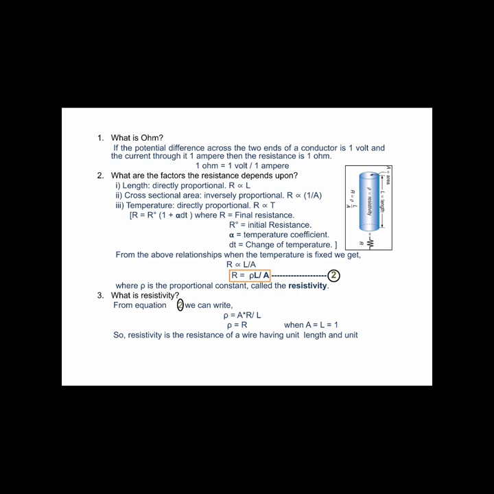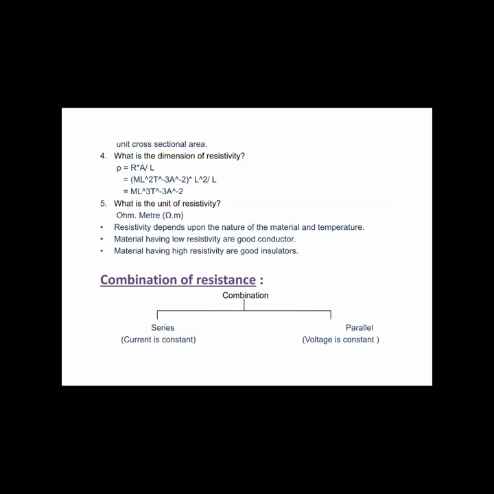From the above relationships we can conclude that if temperature is constant, R varies as L by A. R equals rho into L by A. Here rho is the proportionality constant called resistivity. What is resistivity? From equation 2 you can write rho equals A into R by L. When A and L are equal to 1, rho equals R. So resistivity is the resistance of a wire having unit length and unit cross sectional area.